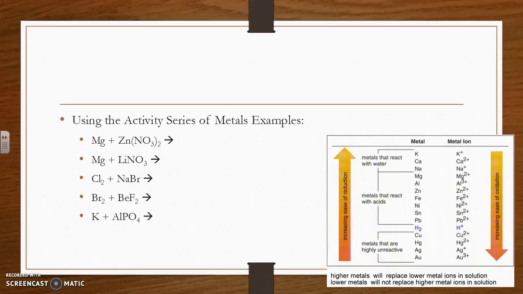Okay, using the activity series of metals for examples. I tell you what, we're going to skip this. We'll come back to this when we get, well, we can do it real quick. All right, how do we do this?